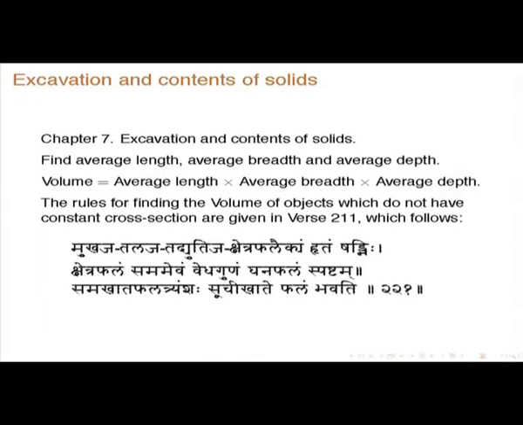To get the volume, the average volume is taken as average length into average breadth into average depth. So find average length, average breadth, average depth. So volume is a product of these. And the rule for finding volumes of objects which do not have uniform cross section is given in verse 211. Mukaja talaja tadyutija kshetra palaikyam hrutam shedbihi kshetra palam samamevam vedagunam ghanapalam spashtam samakhata palas traimshah suchikhate phalam bhavati.